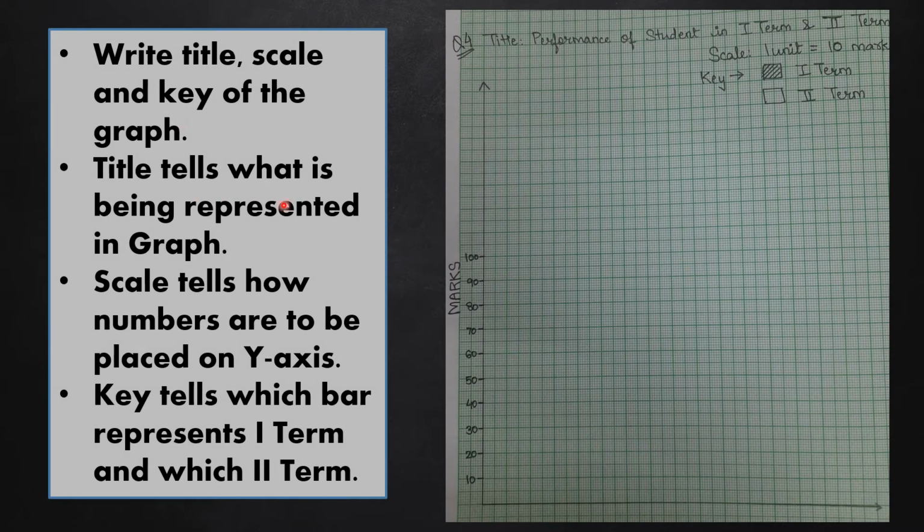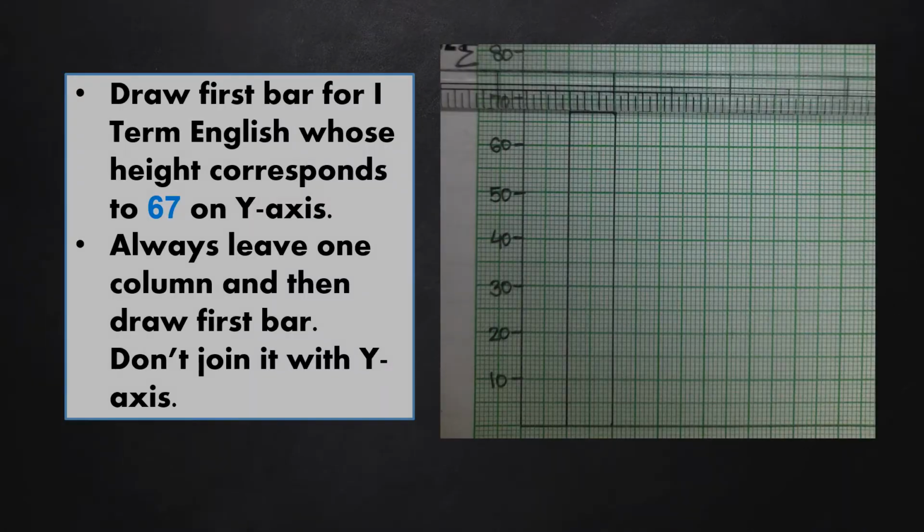So write the title, scale, key of the graph and everything. We have just discussed all these points, so we mention all of them. Next, draw the first bar for the first term in English, whose height corresponds to 67 on the y-axis. In English, the student scored 67 marks. So we move 7 markings ahead of 60 and draw this bar. Make sure you remember this point: leave one column and then draw the first bar. Don't join it with the y-axis. So this is how we draw the first bar for English.